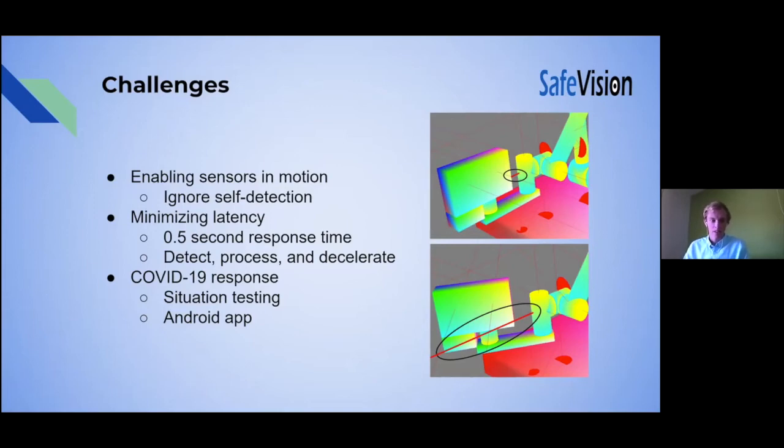Second, given the speed of the arm and distance range of the sensors, we have roughly half a second to stop the arm. Therefore, we had to optimize hardware and software for speed. Finally, due to COVID-19, we had to work remotely, which forced us to focus on software. We attempted to simulate physical testing with situation tests and increase the use of SafeVision with an Android app.